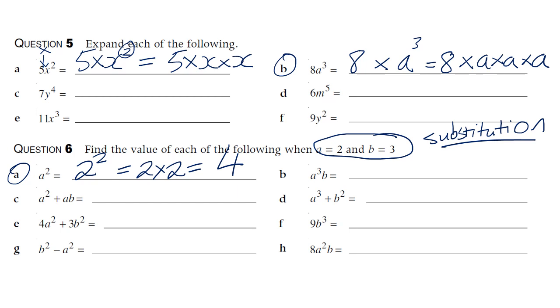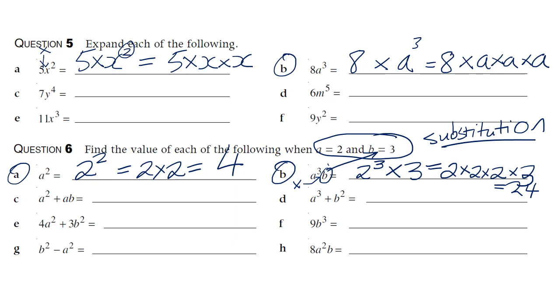I will just do one more. Let's do b. A cubed b, which is the same as, what does a equal to? A equals 2. So I'm going to replace a by 2, so it will be 2 to the power of 3. Remember, in between letters, there is an assumed times sign. So 2 to the power of 3 times b. And what does b equal to? B equals 3. So it will be 2 to the power of 3 times 3. What does 2 to the power of 3 mean? 2 times 2 times 2 times 3. Your answer would be 2 times 2 is 4, 4 times 2 is 8, 8 times 3 is 24. So that's how you do it.